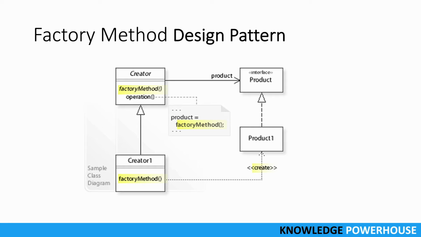So creator doesn't know the real product till the time of creation. All it knows is that it expects some product of type product, right? Product one is an instance, a subtype of product, right? So that way the concrete product is given at the end, but initially all you need to know is the interface of that.